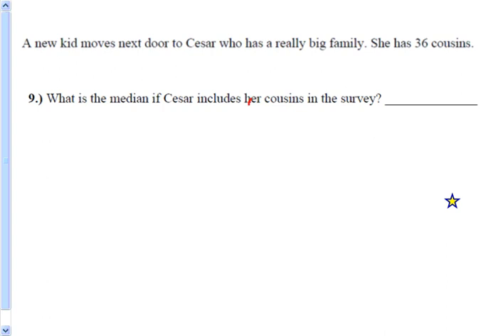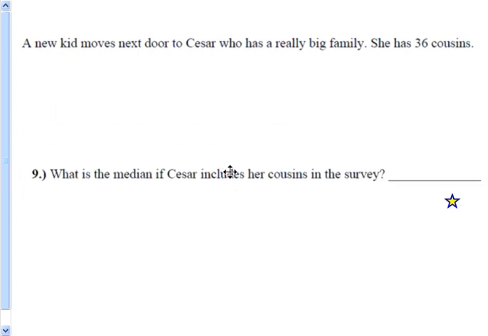So, again, here's what we're going to do. We'll take a look and bring this down. Look at our information right here. Here's the original information that we have, and we're going to go ahead and do what we were doing previously in terms of putting these numbers in order, but then to be able to add the addition of 36 cousins to this set of data.